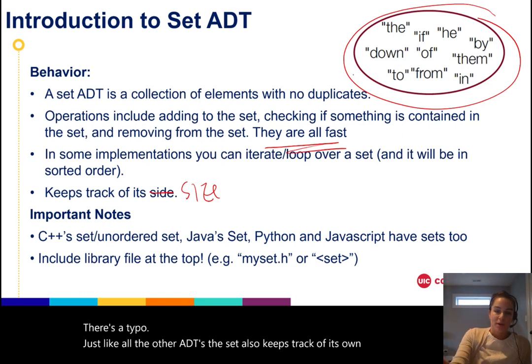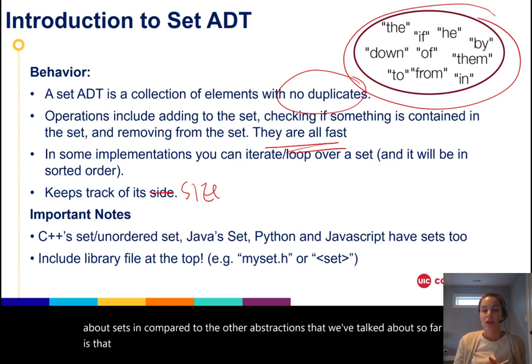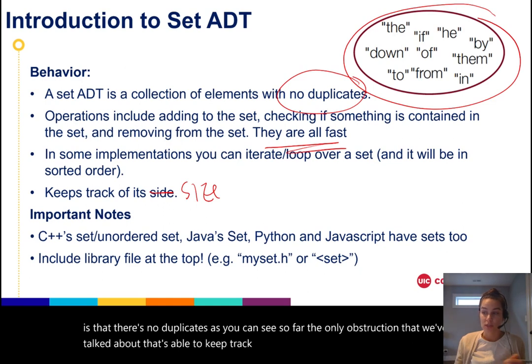So a big part about sets compared to the other abstractions that we've talked about so far is that there's no duplicates. As you can see so far, the only abstraction that we've talked about that's able to keep track of order, at least a particular order, is the dynamic array.